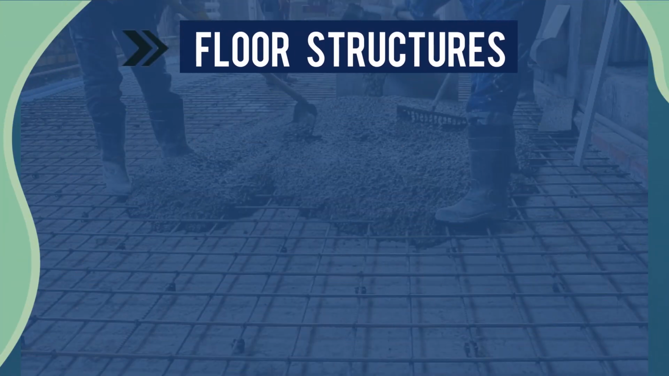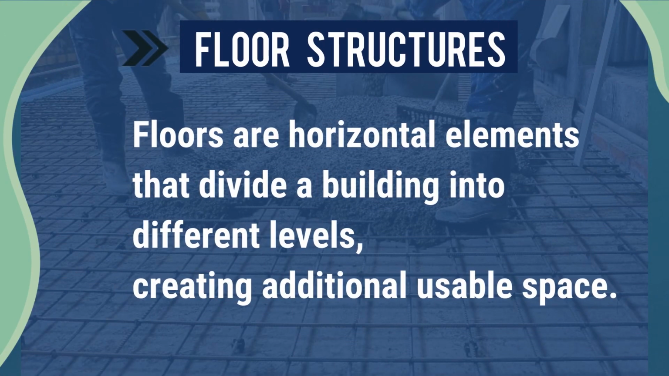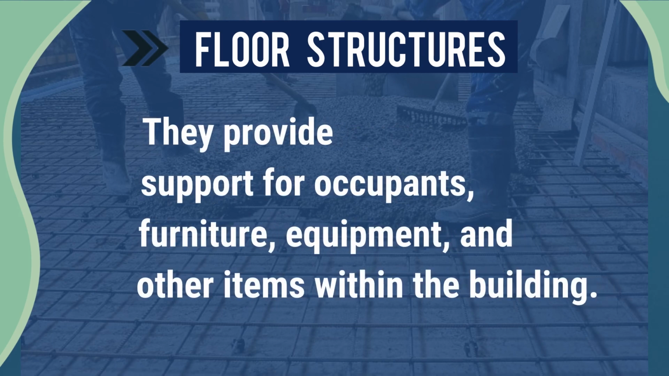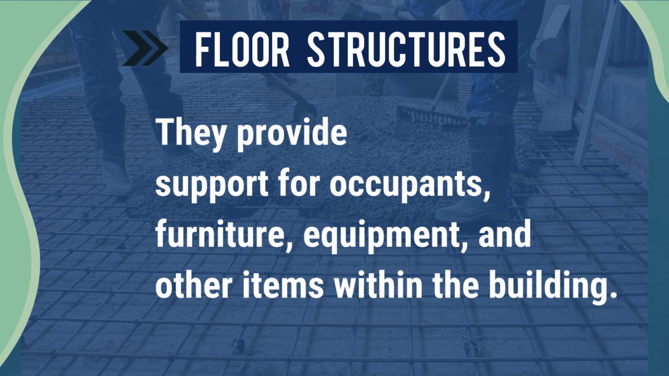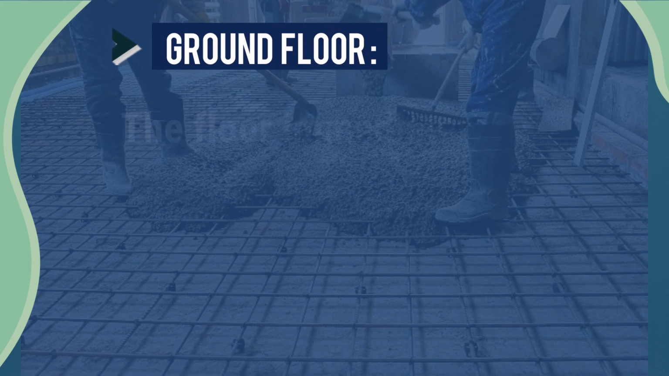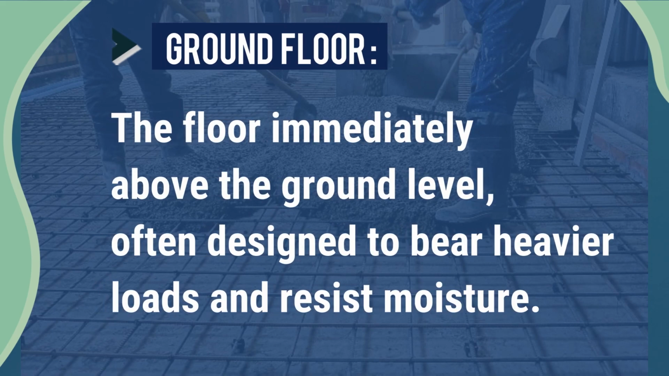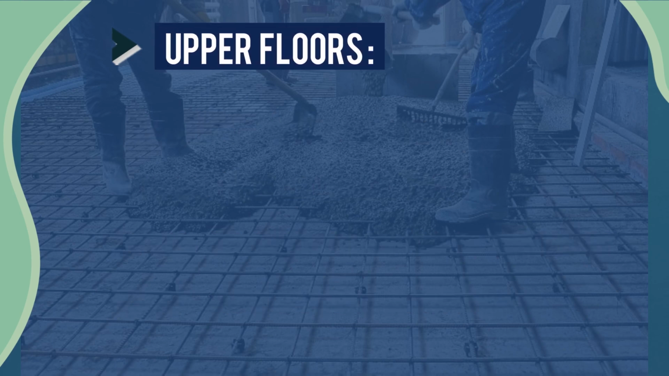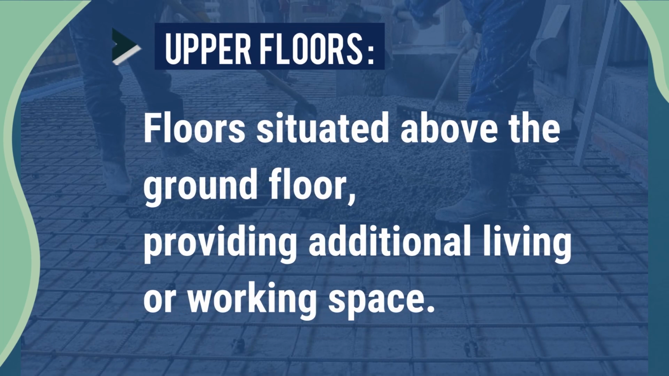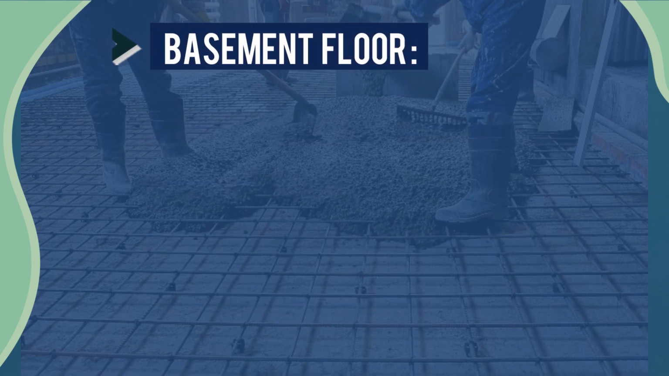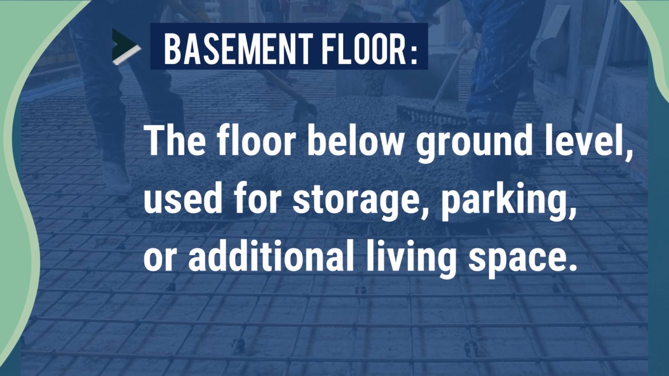Then the floor structures. Floors are horizontal elements that divide a building into different levels, creating additional usable space. They provide support for its occupants, furniture, equipment and other items within the building. Ground floor. The floor immediately above the ground level, often designed to bear heavier loads and resist moisture. Then the upper floors. These are the floors situated above the ground floor, providing additional living or working spaces. Then the basement floor, the floors below ground level used for storage, parking or additional working spaces.